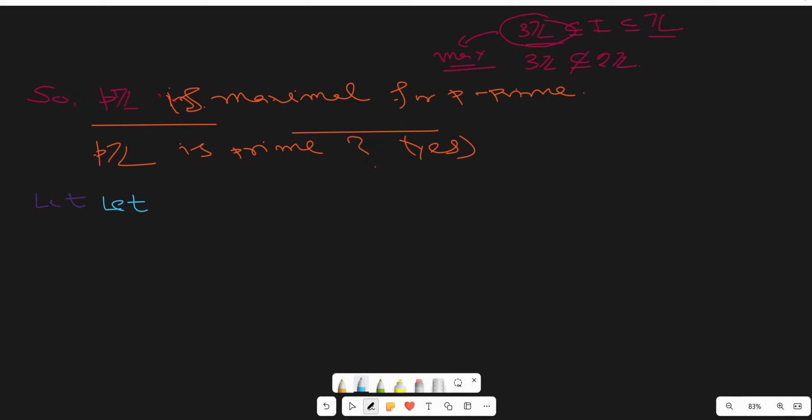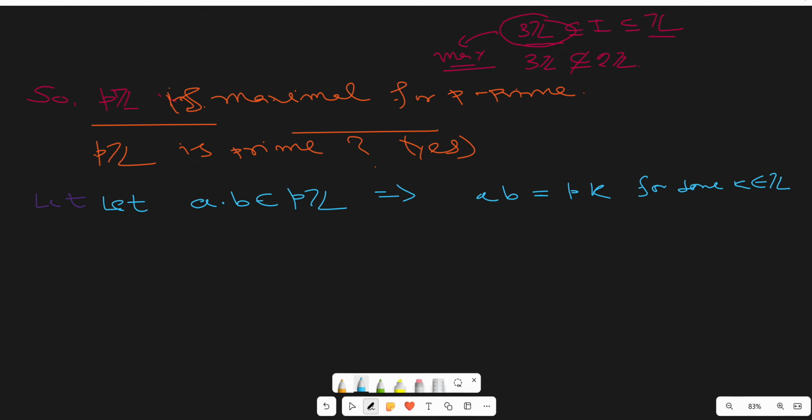Let a be inside pZ. pZ is a maximal ideal. If pZ is prime, then a inside pZ or b inside pZ. What does it mean? This means that ab will be some pk for some k inside this Z, right? ab equals pk.